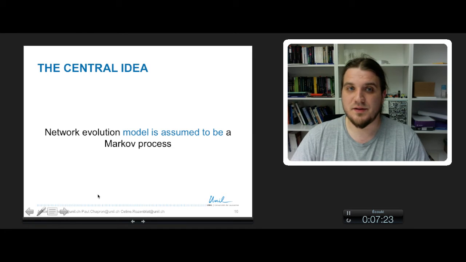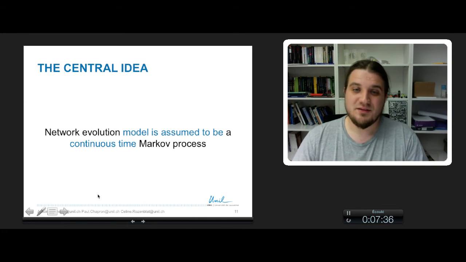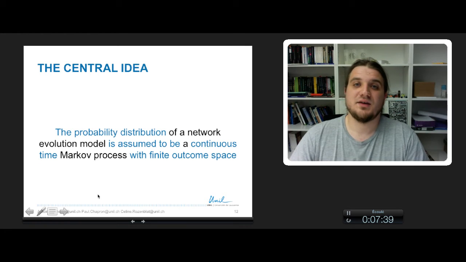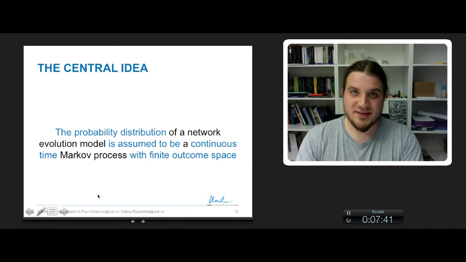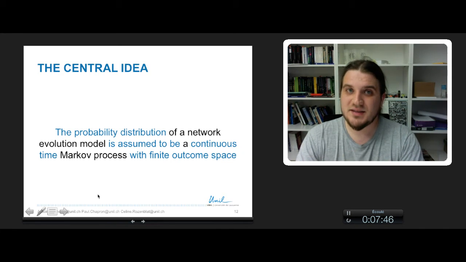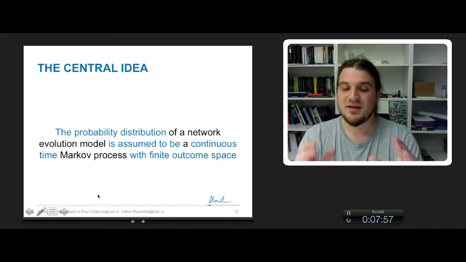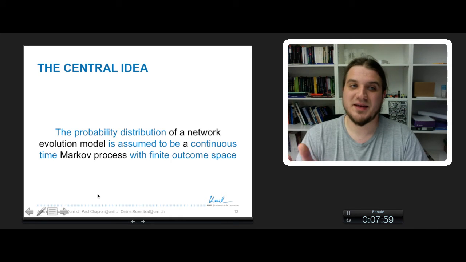It's not just any Markov process, it's a specific kind of Markov process. It's a continuous time Markov process. So a network evolution model is assumed to be a continuous time Markov process. We add another level of precision. To be very precise, the probability distribution of a model of network evolution is assumed to be a continuous time Markov process with finite outcome space. So this is the highest level of detail, statistically speaking.